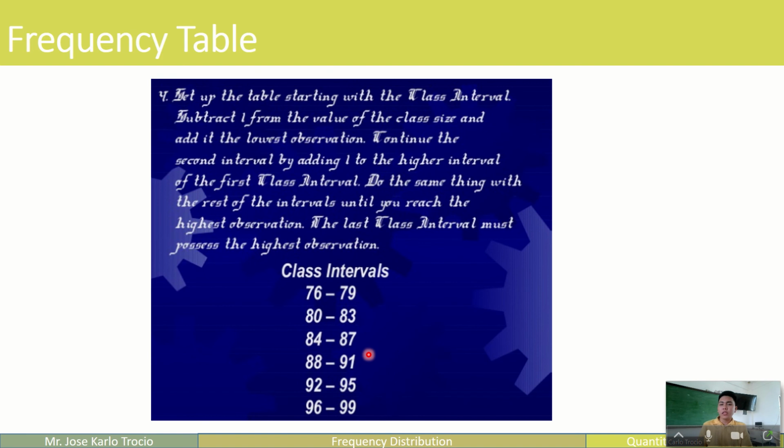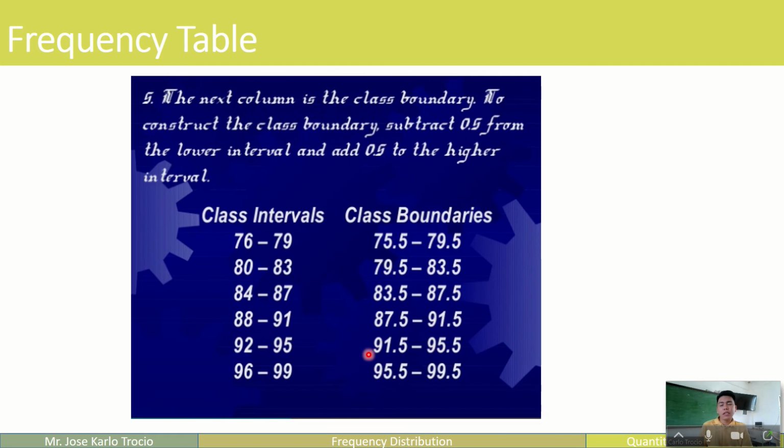So you have class intervals, and then you also have class boundaries. Class boundaries are used for computations in median or maybe in mode, so we can use this later. In constructing class boundaries, we are just going to subtract 0.5 from 76, then you will have 75.5, and then add 0.5 to the upper boundary, which is 79. So 75.5 to 79.5 and so on.